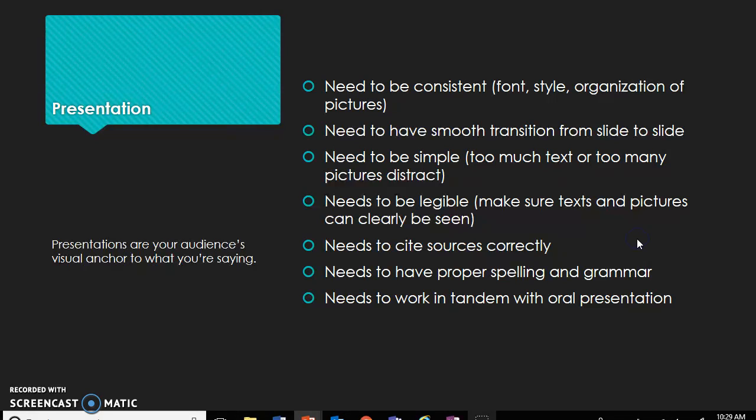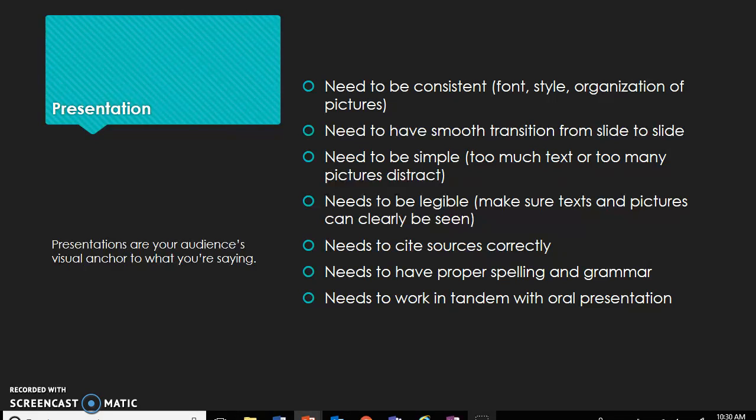So your presentations are your audience's visual anchor to what you're saying. They should be able to see what's on the screen and also tie it to what you're saying. So if they get lost in what you're saying, they should be able to follow along with the screen, okay? And get back to what you're saying and follow along smoothly. So you need to be consistent in your font and style. As you see in this presentation, my font and style has been consistent, okay? So your organization of your pictures needs to be the same. It shouldn't be scattered on one side, one slide, and then another one. There needs to be cohesiveness, okay? There needs to be a smooth transition from slide to slide. They need to connect somehow, and you need to explain how they connect.